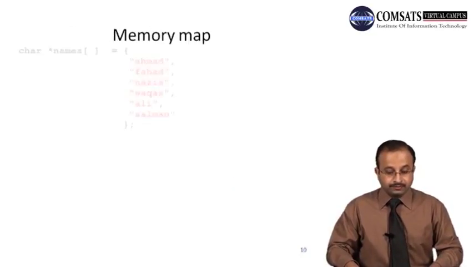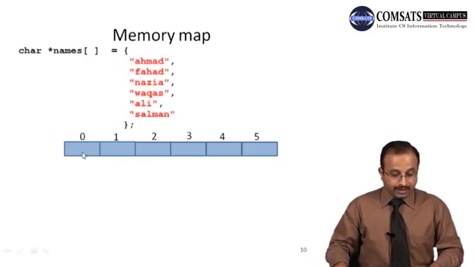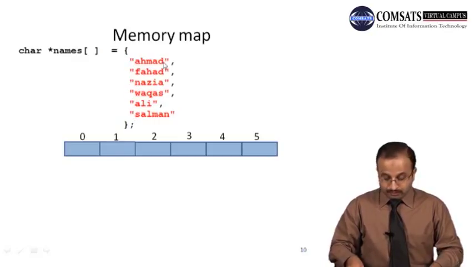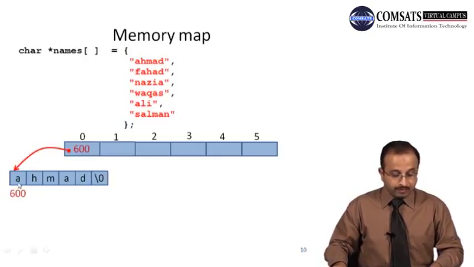Now let's see the memory map. This is an array of pointers names containing 6 elements. How do we know that the size of this array is 6? Because we have 6 strings. First the memory will be allocated for Ahmed, and the position where Ahmed is written along with the null character, the base address of this string is, let's say, 600. That will be stored in the 0th index element.